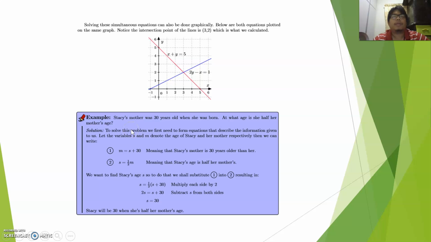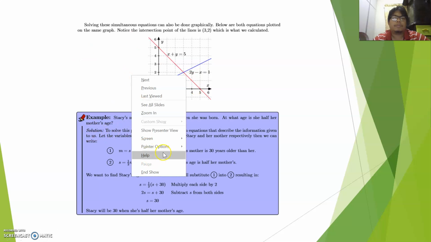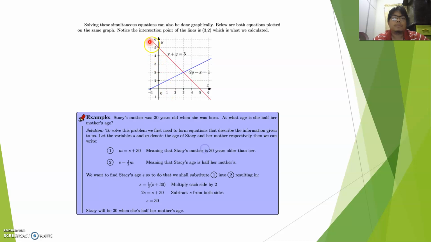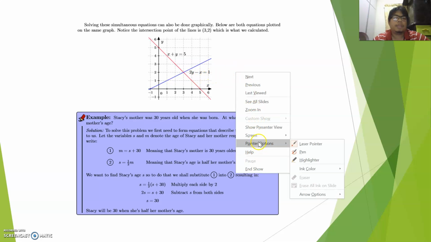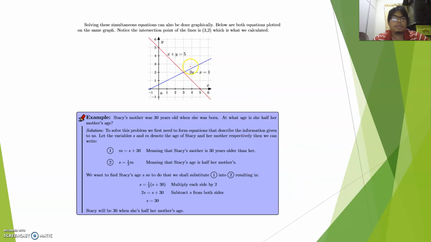Besides, we can solve this simultaneous equation by plotting two graphs. So it can be done graphically. If you can see this, the red line, the equation for the red line is x plus y equal to 5, and the equation for the blue line is 2y minus x equal to 1. The solution for this problem is the intersection of these two lines.